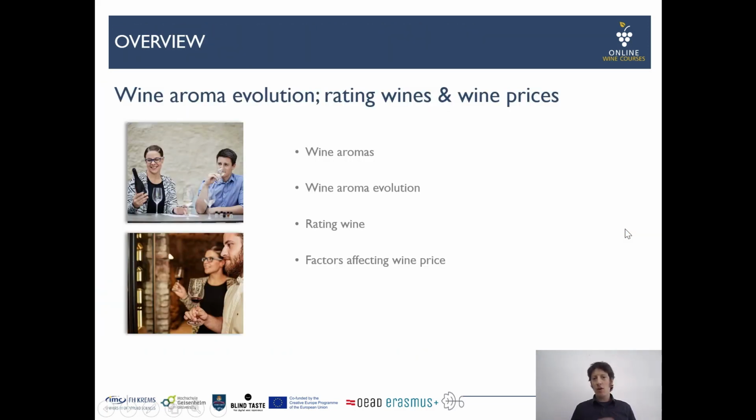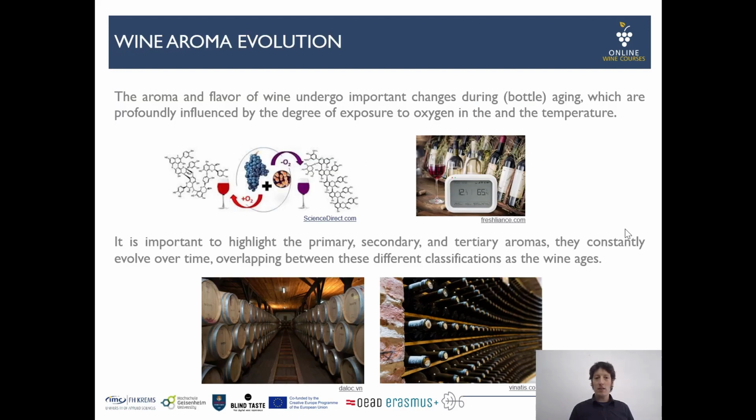So first of all, here is a quick overview about the different chapters we're going to see: wine aroma evolution, rating wine, and factors affecting wine prices. So, starting with wine aroma and its evolution.